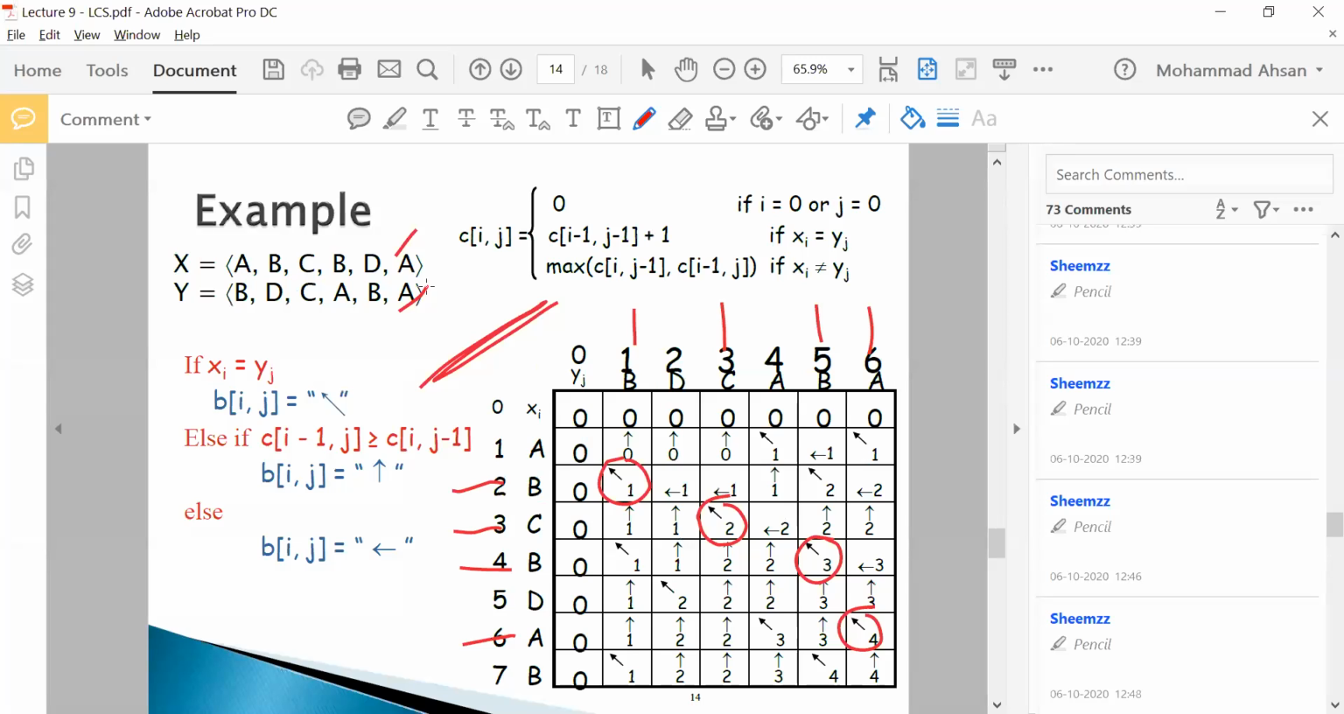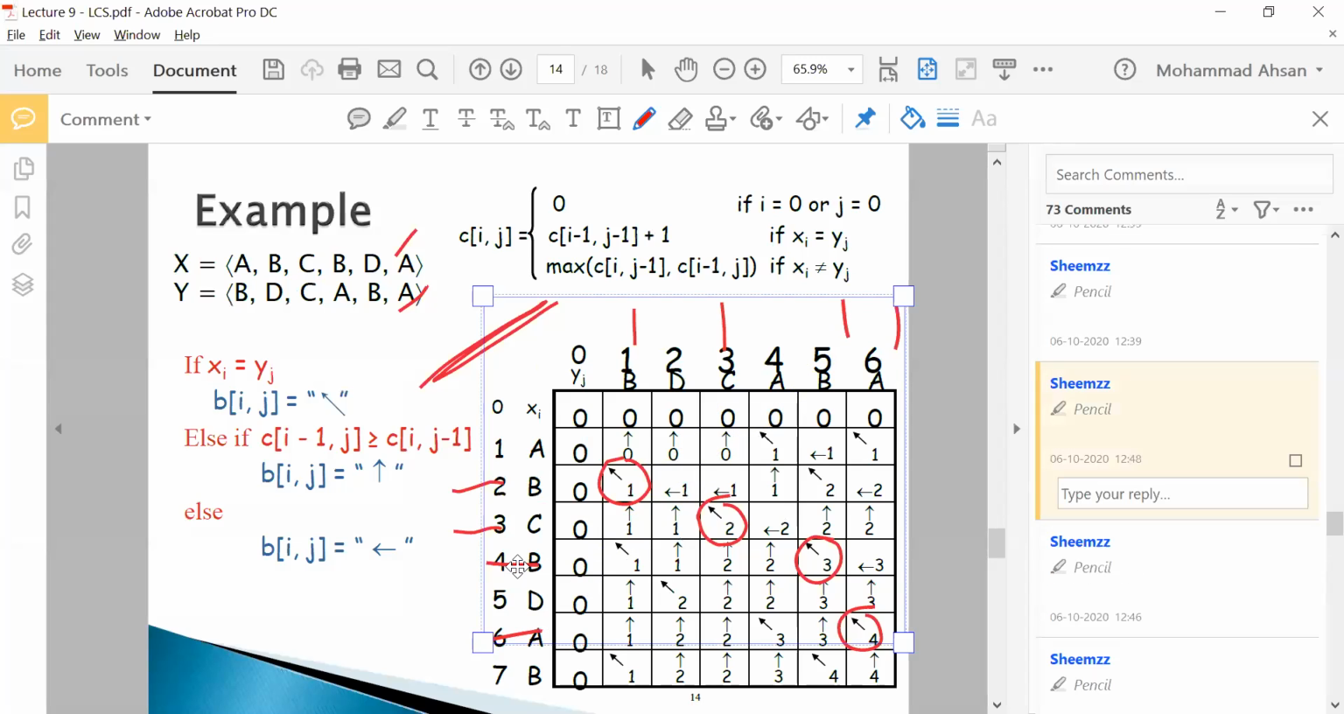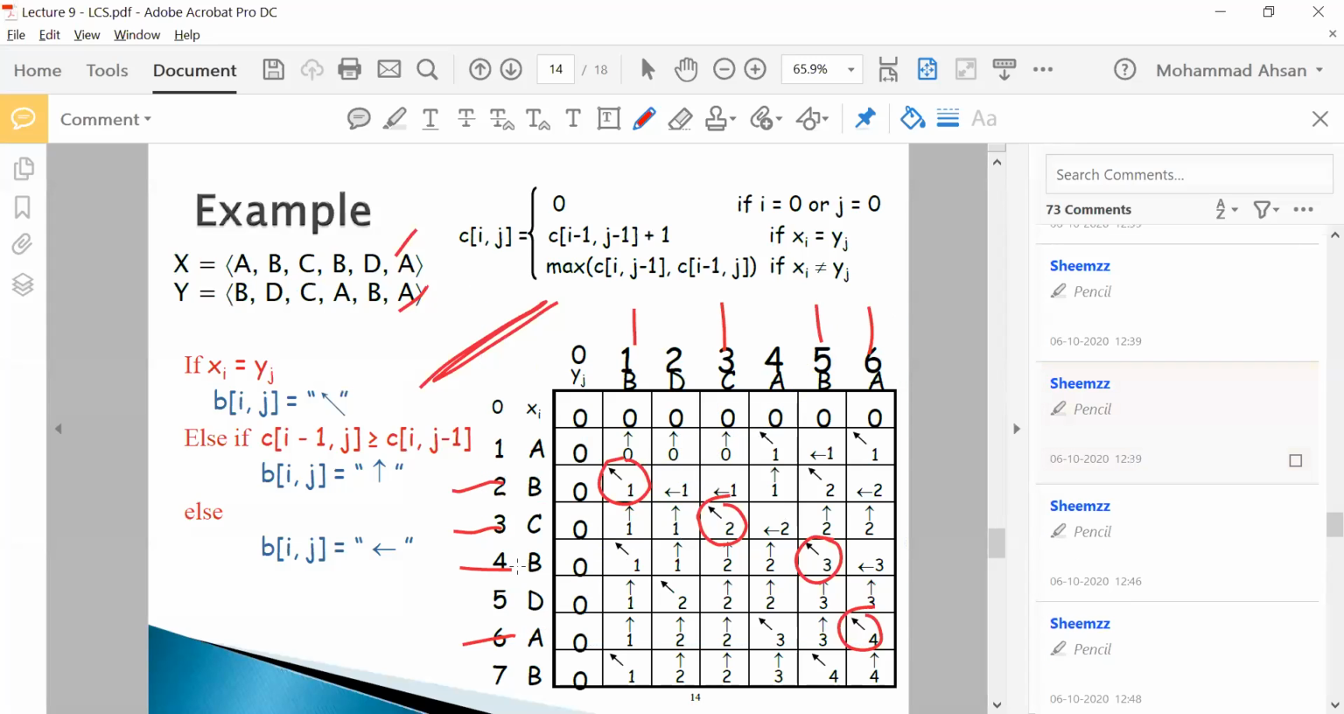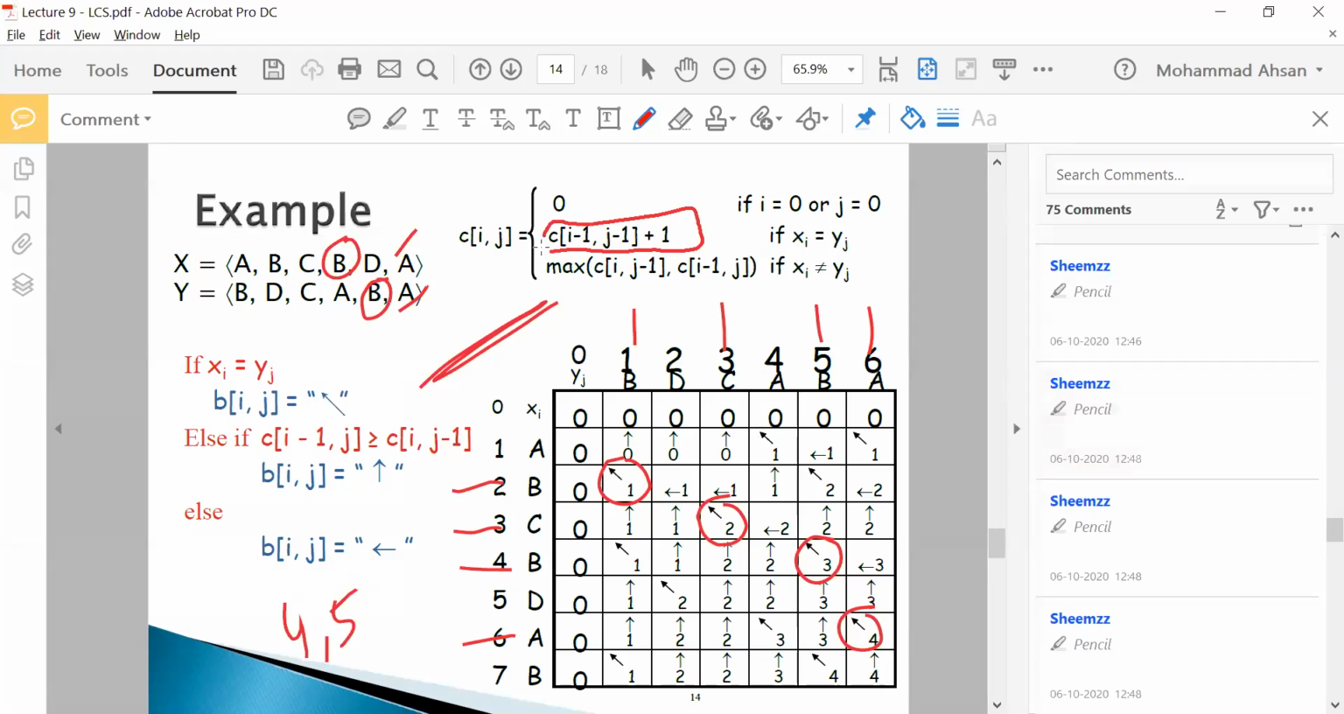Then again, when you trace it up here, 4 and this next circle, 3, 4 and 5. When you see 4 here and 5 here, b and b are matching. So the value at 4 and 5 comes from this part of the equation. The previous two subproblems plus this match of b and b gives you the length 3 here.